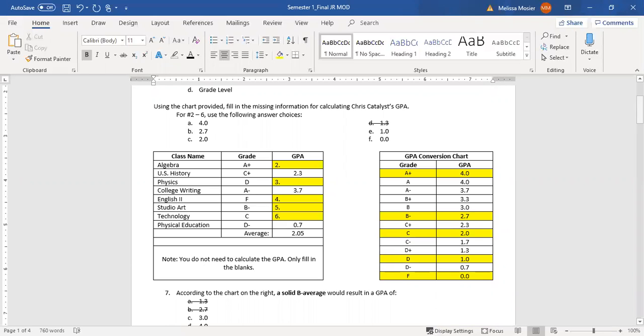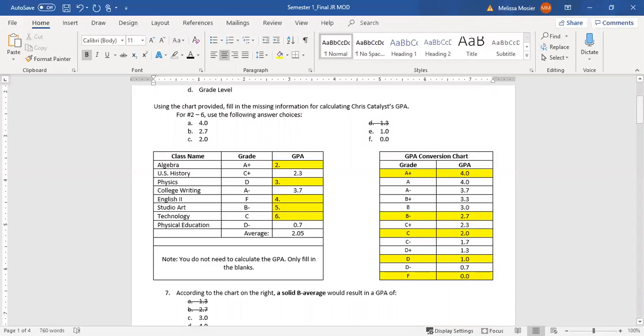So for algebra, Chris Catalyst has an A+. What is his GPA conversion? Physics is a D. What is his GPA conversion? English is an F. What is his GPA conversion?